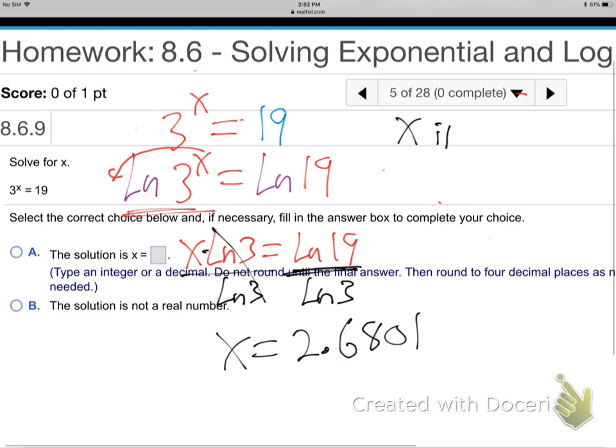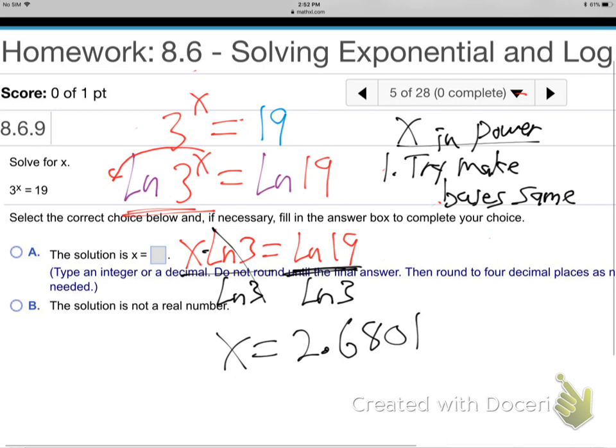When x is in the power, let me write the instructions about what we've just seen. When x is in the power, number 1, try to make bases the same. That's the first thing. But we see on this one you can't. Step 2, ln both sides. So if you can't make the bases the same the way we did on the last two problems, then ln both sides. That's why we're so into the log properties, because of that ability to solve when x is in power.